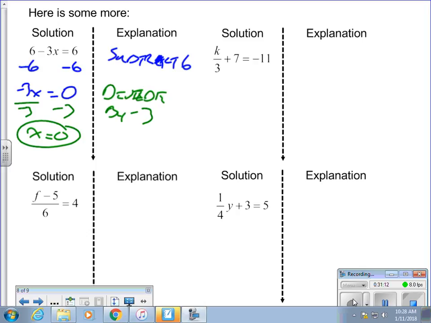Okay. What's my first step on the second problem? Subtract 7. Negative 18. And then what do I do now? Multiply by 3.